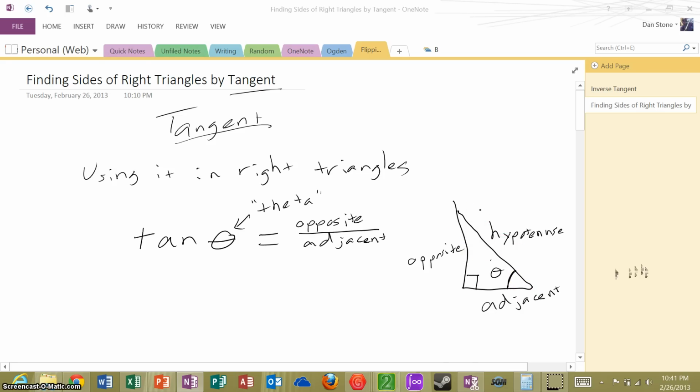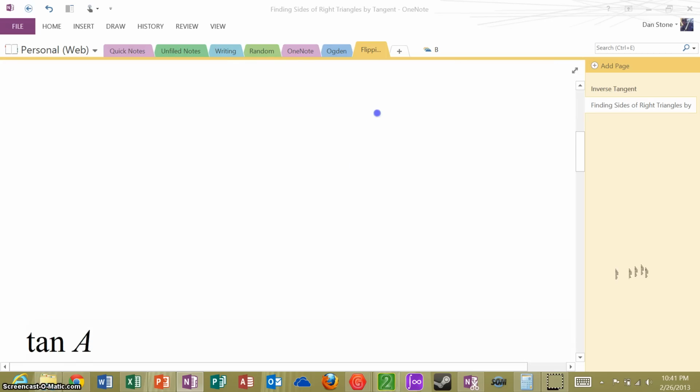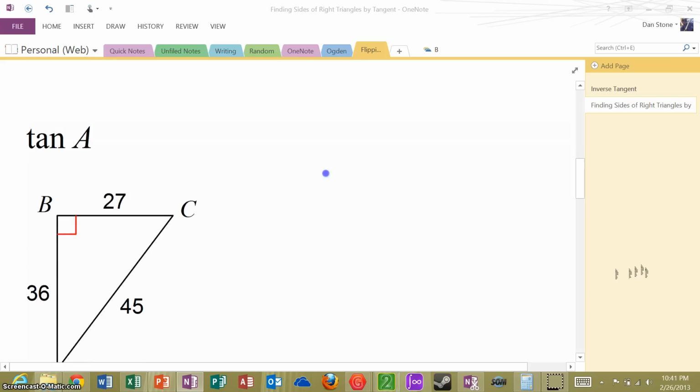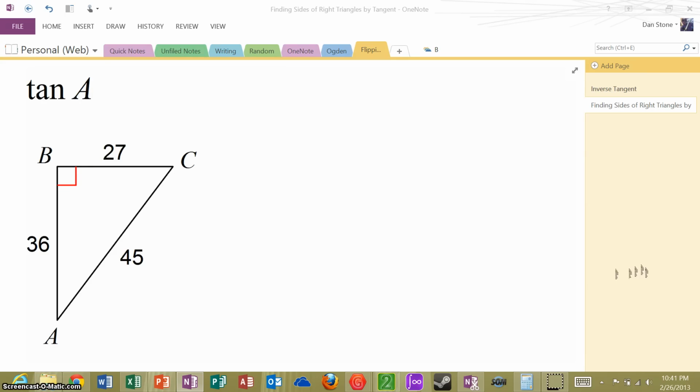So the first thing to using tangent productively, we're going to scroll down a little bit here. Alright, so we've got a triangle here. It's saying find the tangent of A. And what we're looking for here is a ratio. We're looking for a tangent ratio. So first thing we need to do is identify our angle. We have triangle ABC. Where's angle A? Angle A is right down here. So this is our theta.